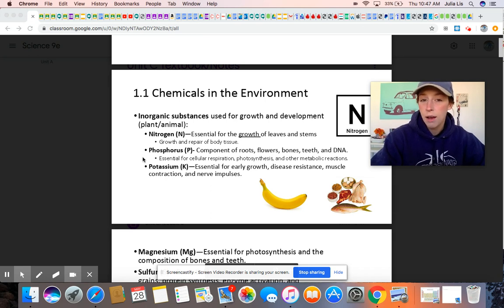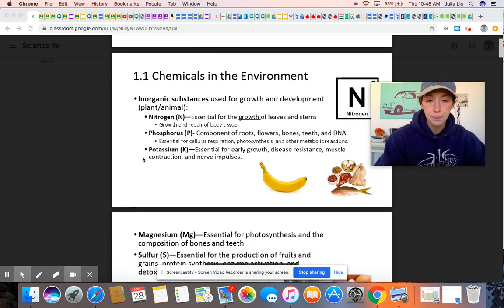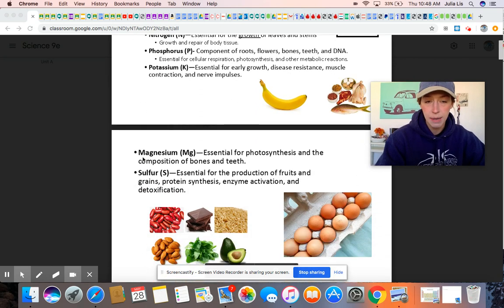There's lots of potassium. It's important that we regulate the amount of potassium in our body. You can overdo it, and you can actually get sick from having too much potassium in your body as well. So finding that nice balance is really important. It's also important for plants in their growth, especially in their early development.